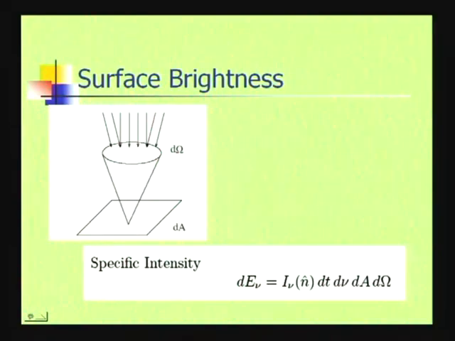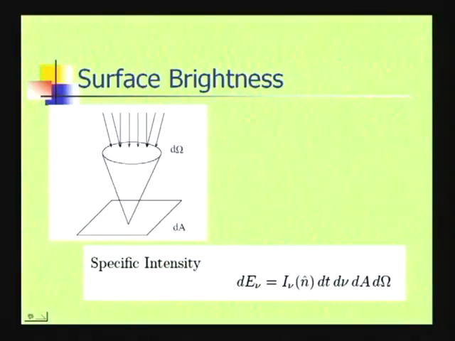This is a very important concept, and today I will just introduce it. I will not discuss its properties. In a later lecture, as we require it, I shall introduce some of the properties of the surface brightness. So, the surface brightness is quantified as follows. Consider an infinitesimal area dA.